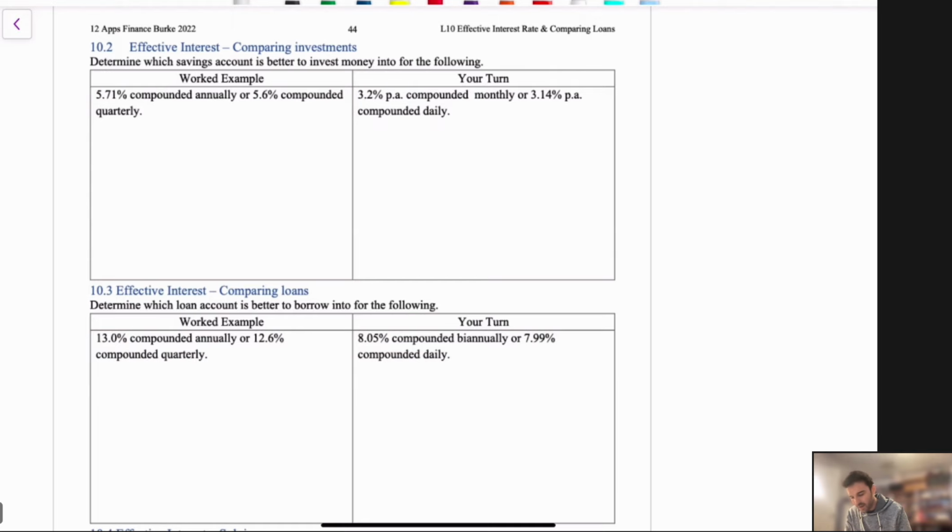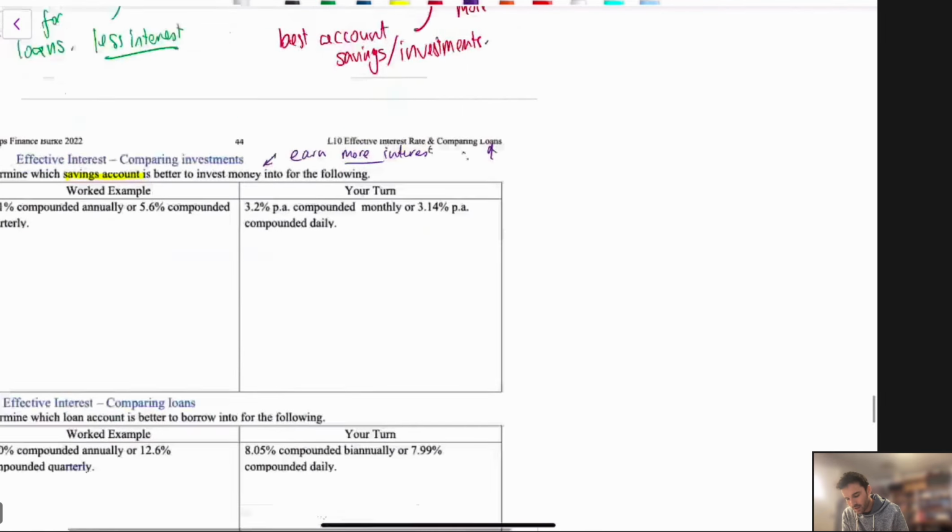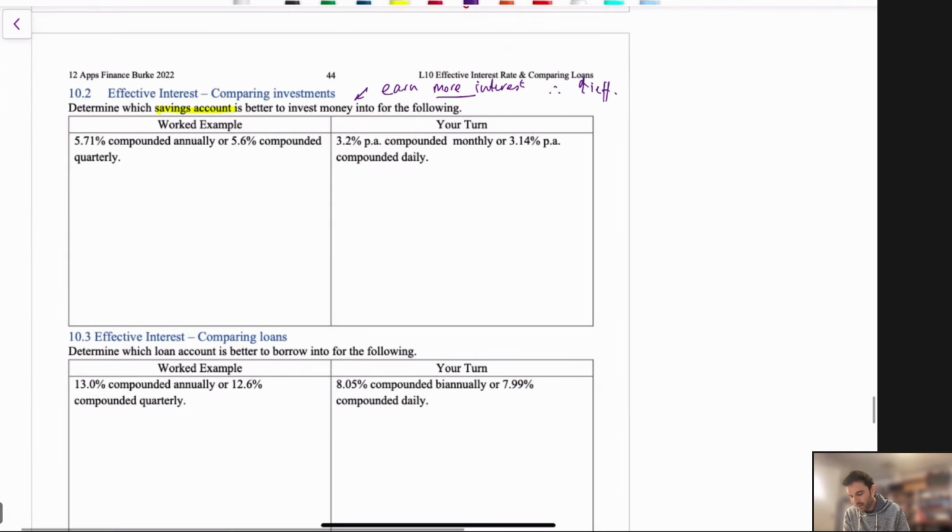Determine which savings account is better to invest money into for the following. So what I'd like you to write here is firstly say we want to earn more interest. Therefore, we're looking for the highest effective interest rate.